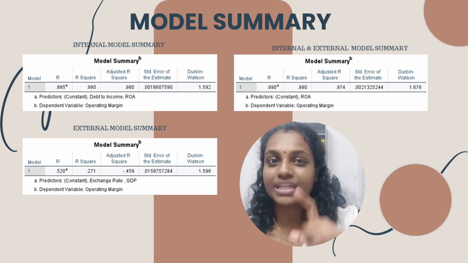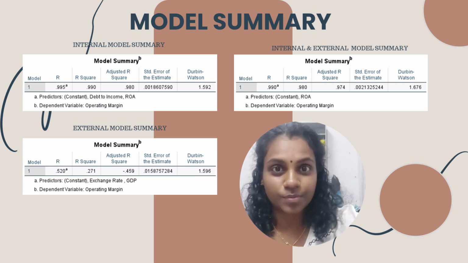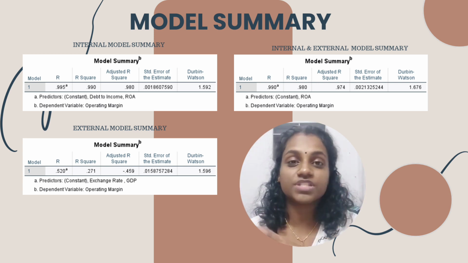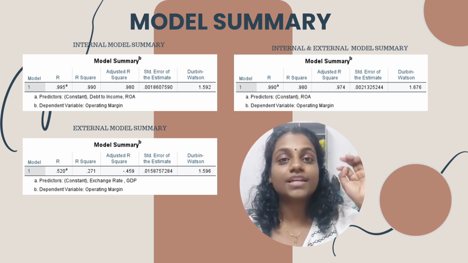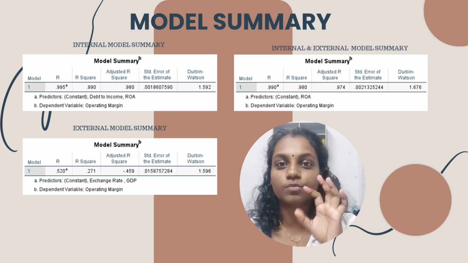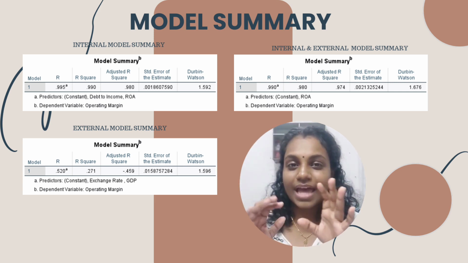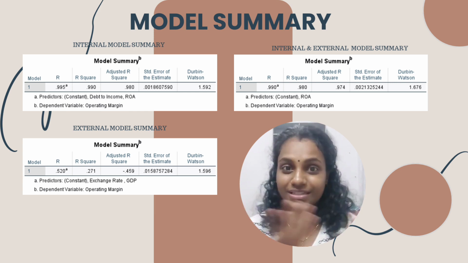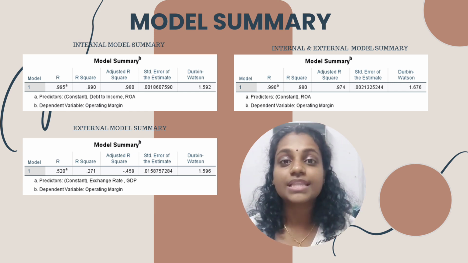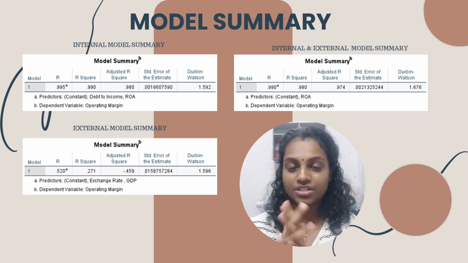The negative value here indicates that the model might not be appropriate for explaining the variability in the dependent variable, which is operating margin. In this context, a non-negative adjusted R-square would be more desirable. The negative value suggests that after adjusting for the number of predictors, which means independent variables, the model is not effective in explaining the variance in operating margin.